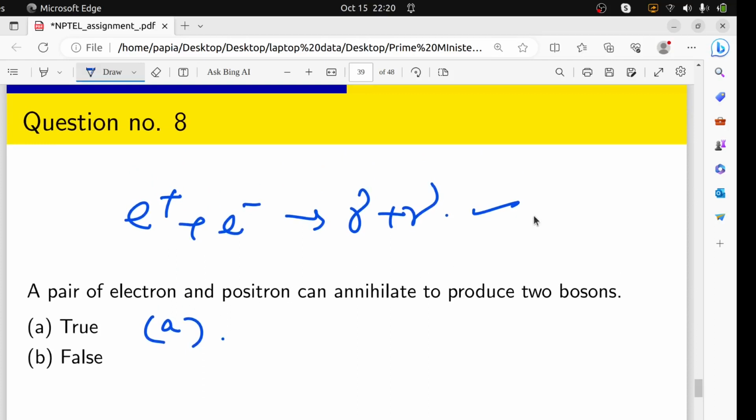It is very similar to the previous one, because in that one it was told that electron and positron can annihilate to produce 2 photons, and as photons are also bosons, we can tell that a pair of electron and positron can annihilate to produce 2 bosons, and these 2 statements are correct. That means true. So for 7, the option was A. For 8 also, the option is A, which is true.